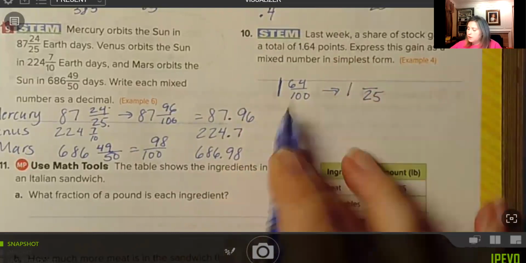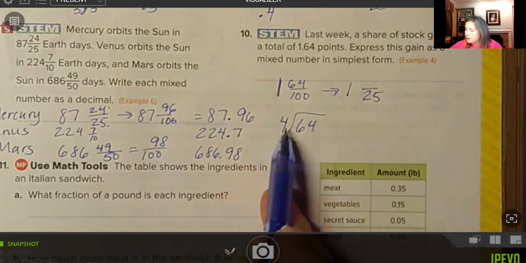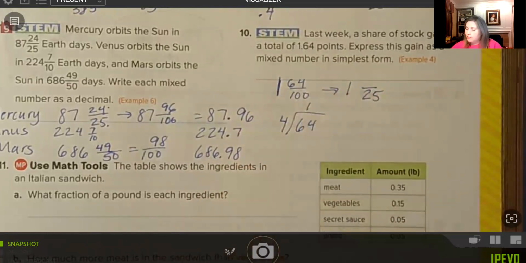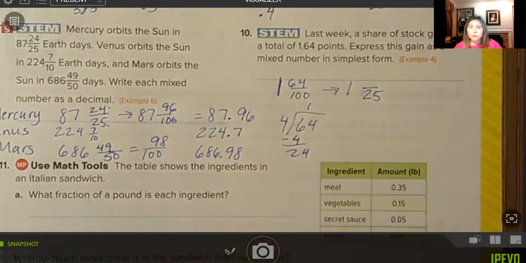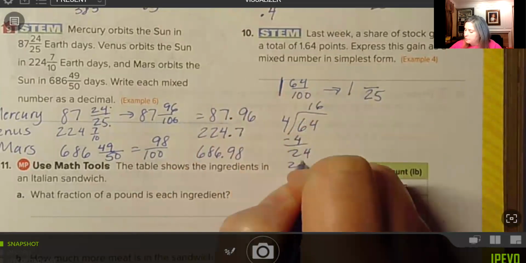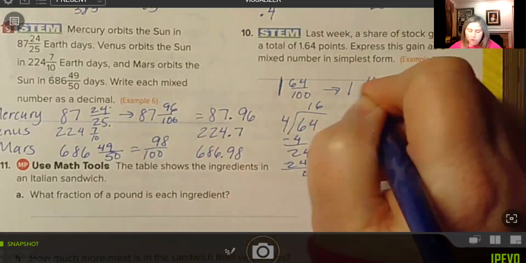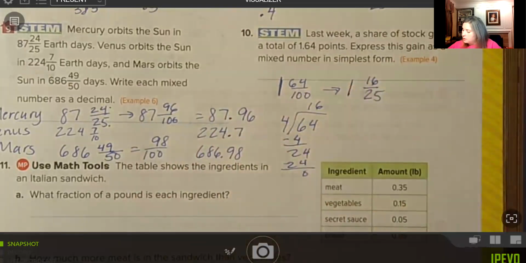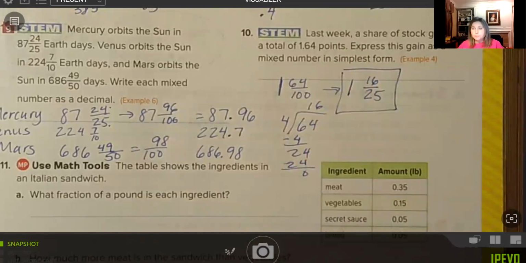And then my numerator 64, I'm pretty sure that's divisible by 4. 4 goes into 6 one time. 1 times 4 is 4. Subtract, we get 24. So 4 goes into 24 6 times. Okay, so that's 16, 1 and 16/25, and that can't be simplified. So 1 and 16/25. Okay, moving on to number 11.